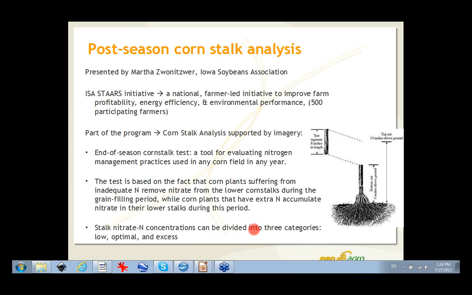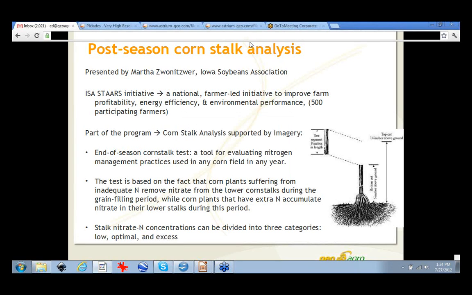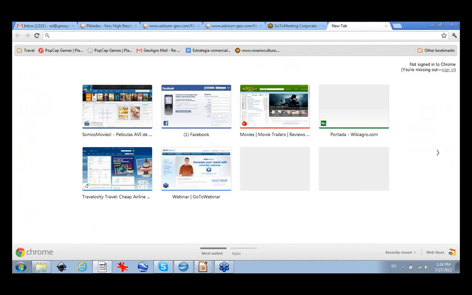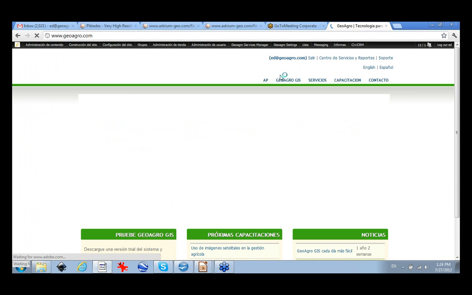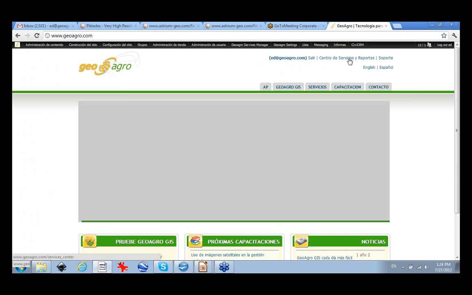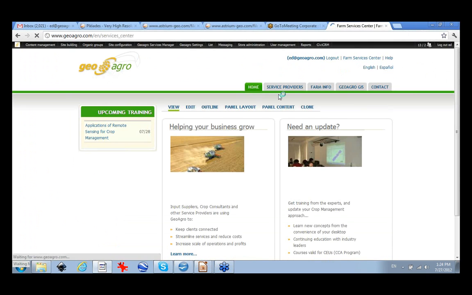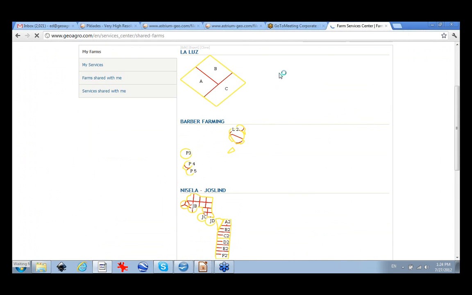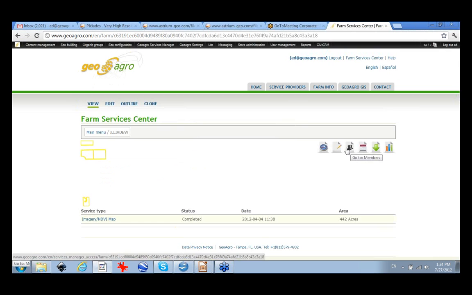So this is a very simple application of NDVI. I will go to the Farm Service Center that you will be using during the course, and I will go to one of those farms or fields. So I just click on Farm Service Center, and there I will see a farm shared with me. You'll see later in the course that you can share your farm information as well, just by clicking on this members icon.